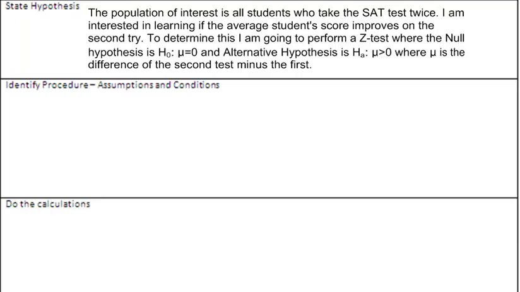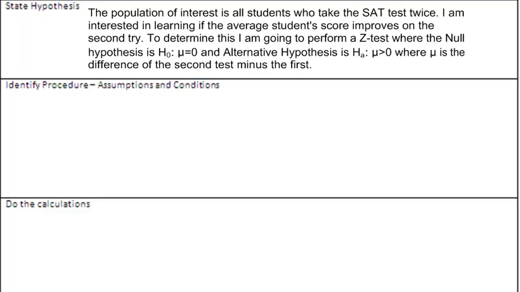The population of interest is all the students who take the SAT test twice. I want to find out if the average student score improves on the second try. To determine this, I'm going to do a z-test where the null hypothesis is that mu, which is the average score, stays the same, and see if I have evidence that mu is actually greater.